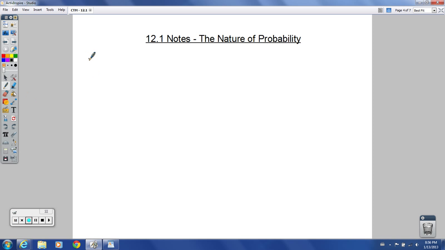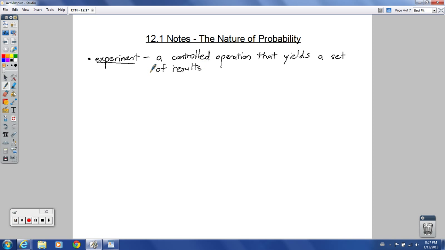So what is probability? We have to know a few other things before we can really talk about probability. One of those things that we need to know about is an experiment. What is an experiment? Oftentimes you'll run experiments and then base your probability off of that. It's a controlled operation that yields a set of results. So that's what an experiment is.